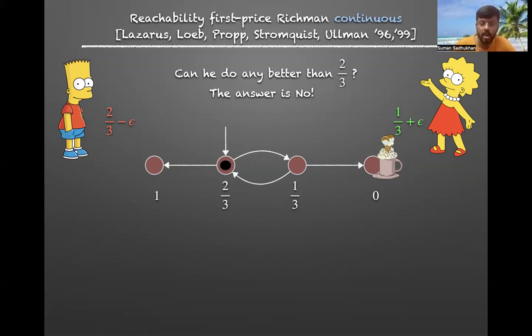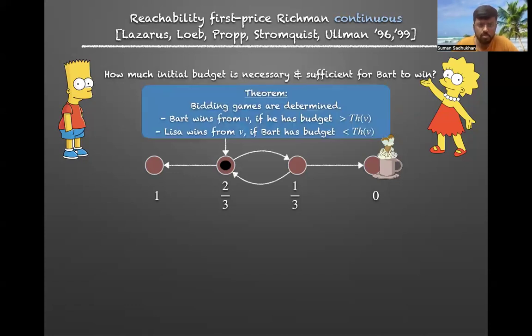And we can compute that budget for each of these vertices in this example, and we'll see that this budget looks like this. 0 means that Bart doesn't need any budget because he is already in his target vertex, and 1 means that because there is no path from that vertex to his target, even if you give Bart the whole budget, he can't win. This is what we call threshold budget, and in fact, in continuous bidding games, we can show that the threshold budget always exists. That is the same as saying that the bidding games are determined.